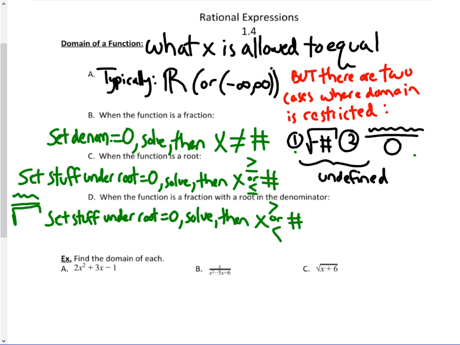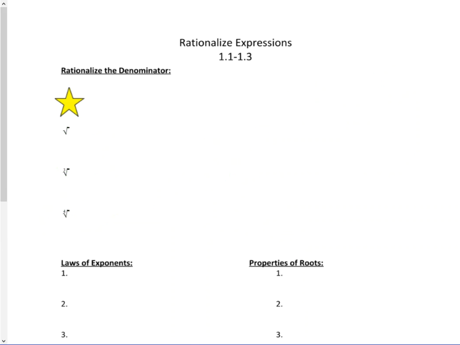Why is this different than part C? Here's an example. I'm going to use this blank page way up here. Hello, old notes. Here's an example. You don't have to write this down. You can just look if you want. If we have the function 1 over the square root of x, and let's compare that to the function of the square root of x.